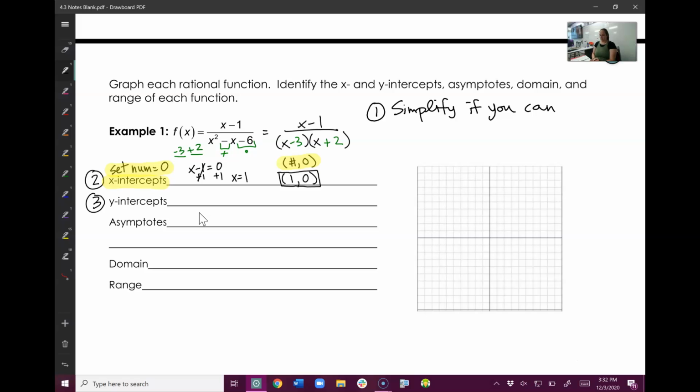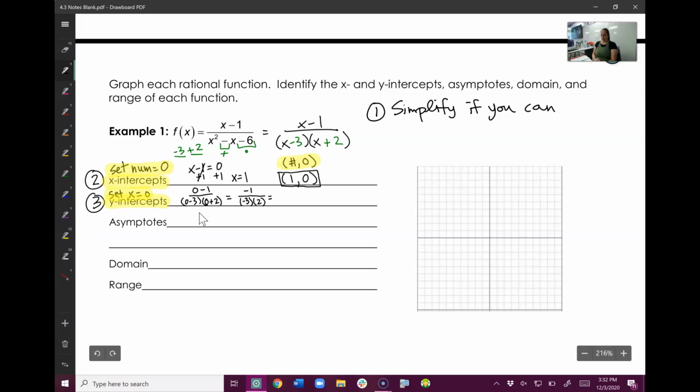Check. Step 3, y-intercepts. To find the y-intercepts, you set x equal to 0. So I'm going to look at my equation, and anytime I have an x, I'm going to substitute it for 0. So I have a 0 minus 1, and then I have my parentheses. Looks like I have a 0 minus 3 and a 0 plus 2. If I simplify this, 0 minus 1 is a -1. 0 minus 3 is a -3. And 0 plus 2 is a +2.